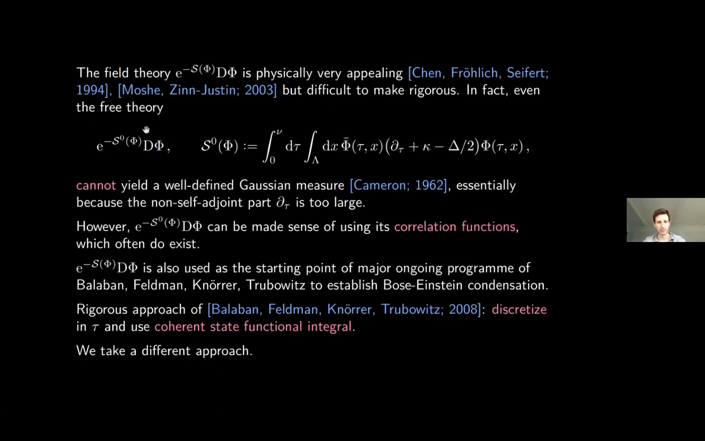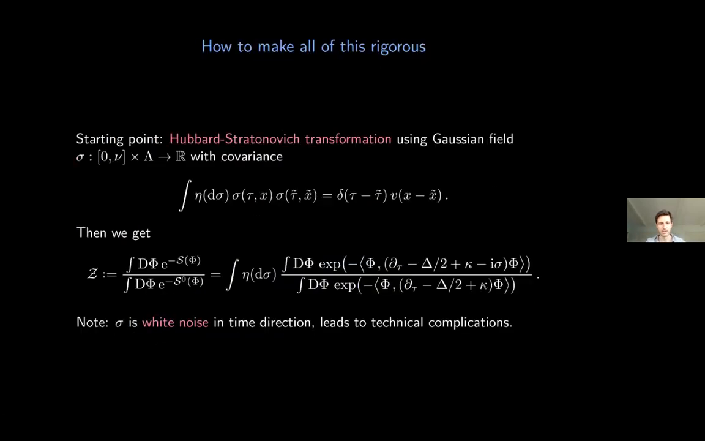And this point of view, in fact this very functional integral formally, is also the starting point of this epic program you're probably familiar with by Balaban, Feldman, Knörrer, Trubowitz, and others to establish Bose-Einstein condensation. And you start from this functional integral. They make sense of it by discretizing space and then using a coherent state functional integral, which works well for their purposes. As I will now explain, we somehow take a different path to making this functional integral rigorous. And our starting point is the following.